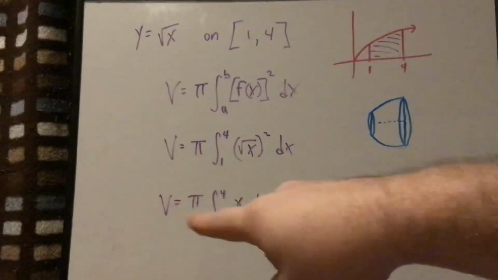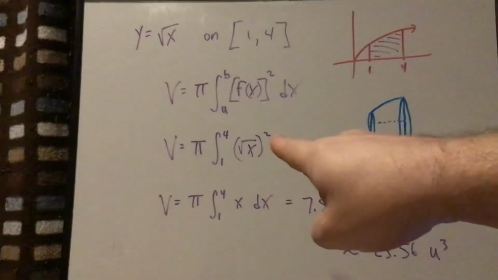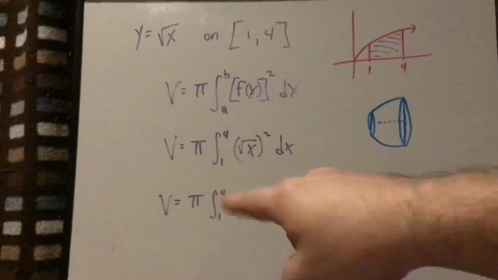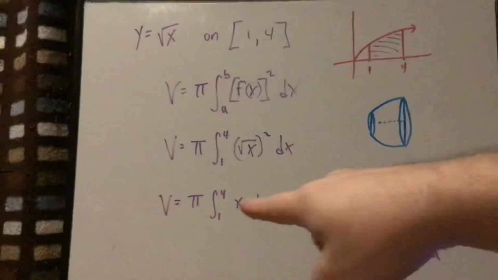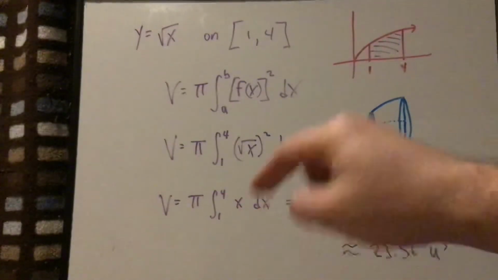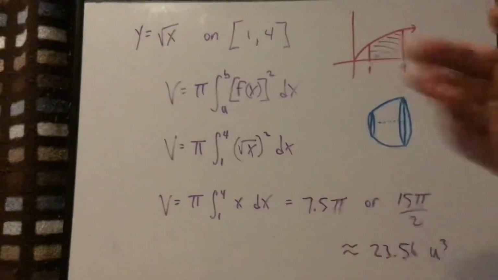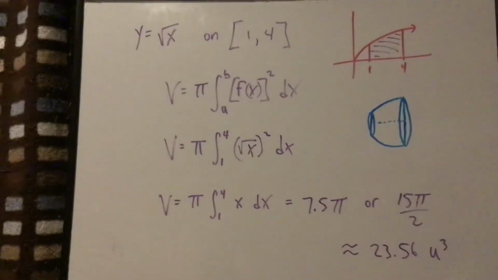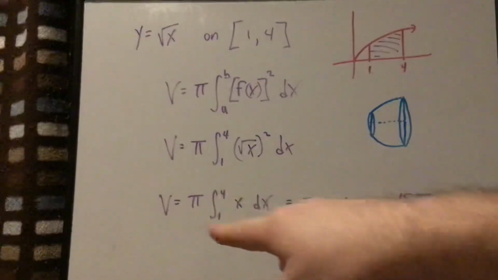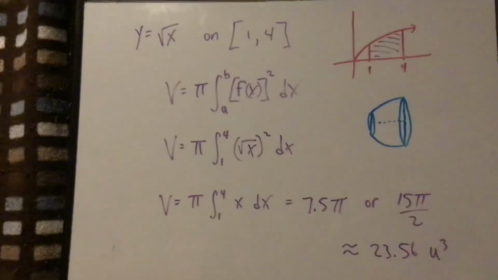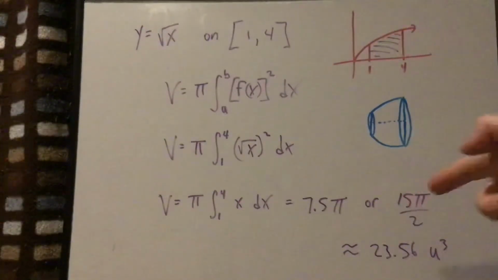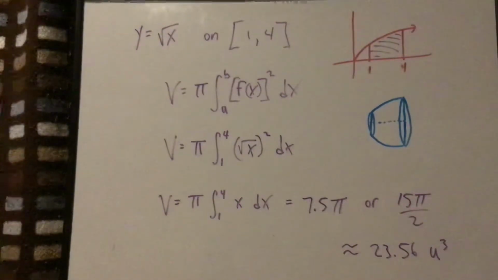If I leave the pi separate, squaring the square root function is going to give me x. I'm going to integrate from 1 to 4 of x dx. If you wanted to do this by hand, the antiderivative of this is pretty easy. It's 1/2 x squared. You could plug in 4, plug in 1, subtract them. If you did that, you would get 15 halves or 7.5. Since I did that separately, this integral part's 7.5, but don't forget the pi. So my answer is 7.5 pi, or fraction-wise, 15 pi over 2. So the exact volume of this bowl shape is 15 pi halves, or 7.5 pi.